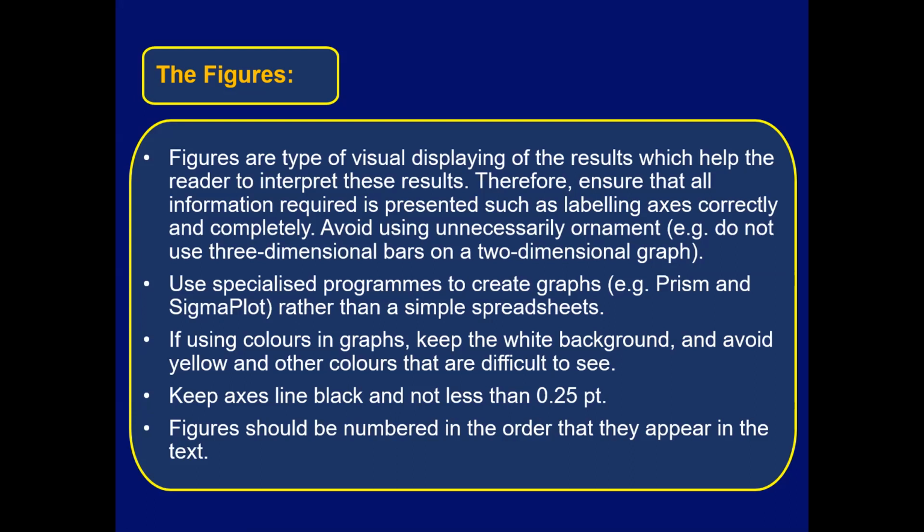If you are using colors in graphs, try to keep it simple, with a background normally white in color, and avoid yellow and other colors that are difficult to see. Keep axis lines black, and sometimes bold black. It's very easy to do with those softwares, and not less than a size of 0.25 pt, to make it clearly presented. The figures should be numbered in order and referred to exactly the same way within the text as we talked about with the tables.